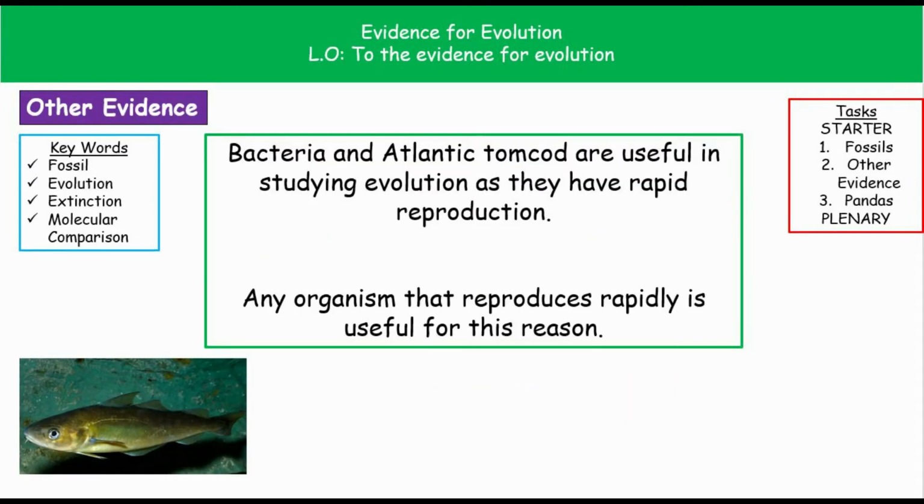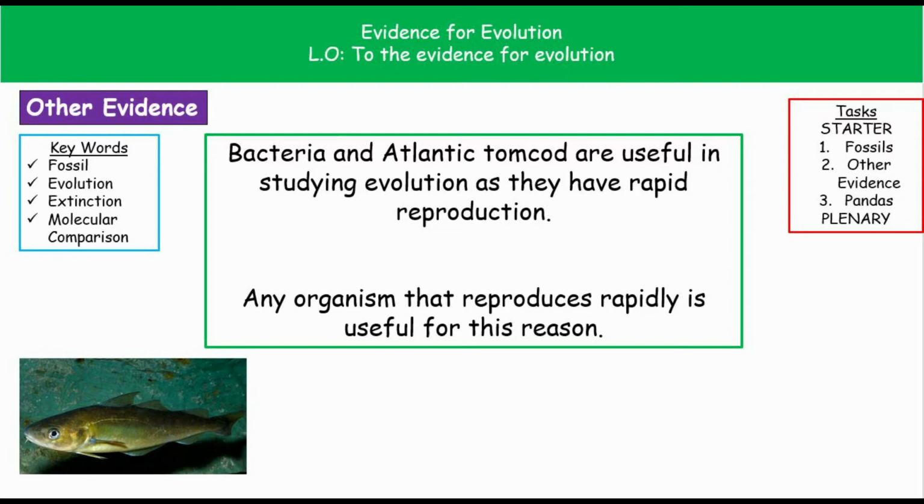So we've got the fossil record, which is fantastic for studying evolution that's already taken place in the past. But we can also study evolution in the present day by looking at some of these organisms that have a really rapid rate of reproduction. So things like bacteria and the Atlantic tomcod, which you can see in the bottom left there, are really useful for studying evolution because they've got this very fast reproduction rate.